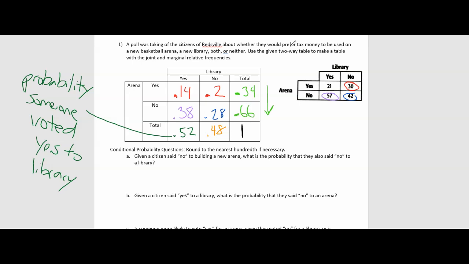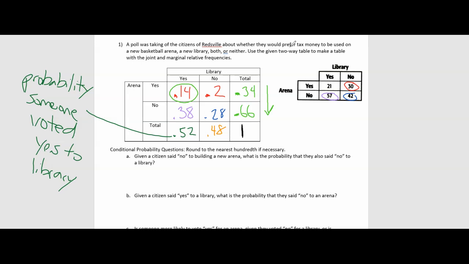So not only can we look at the probabilities for individual options, like yes to the library and yes to the arena, this box right here, we can also look at, well, what's the probability they just voted yes to the arena or just no to the library? And this is pretty helpful, right? It's extra information that we're garnering. If you have data analysts working for certain politicians or even for companies, well, there's a lot of information that can be garnered from a table like this.